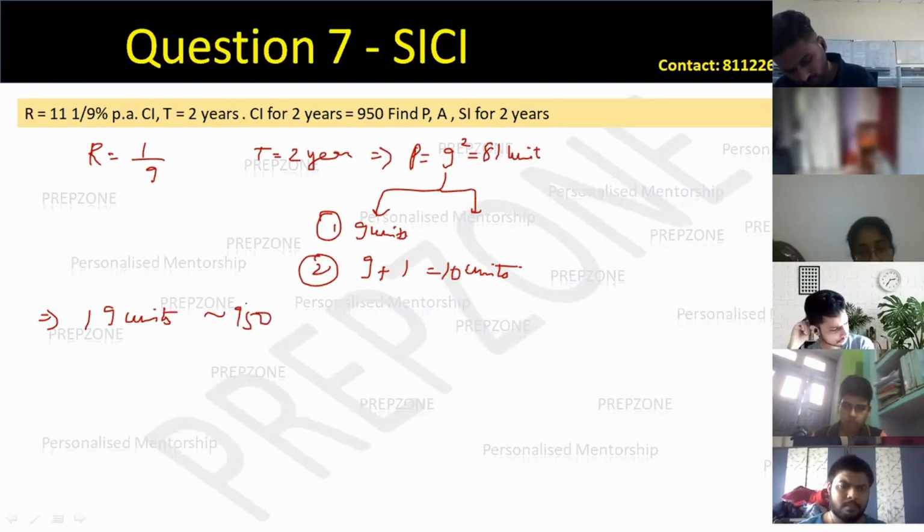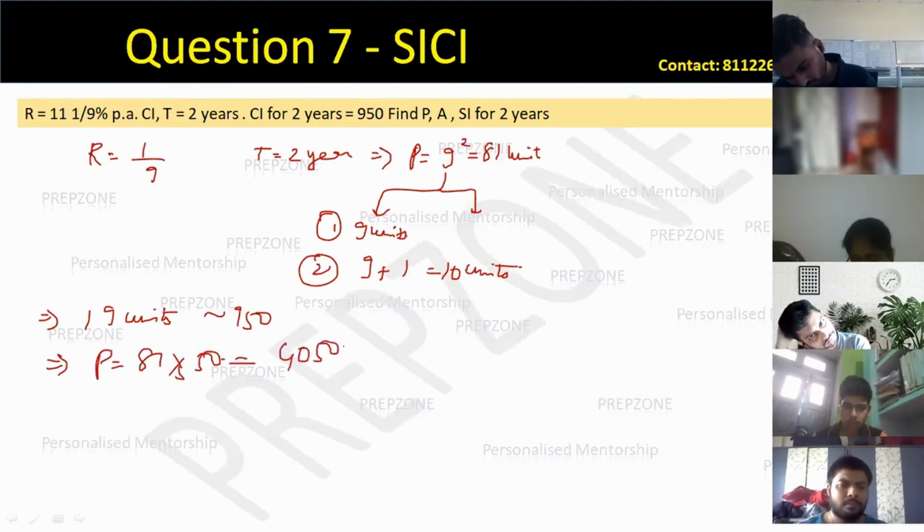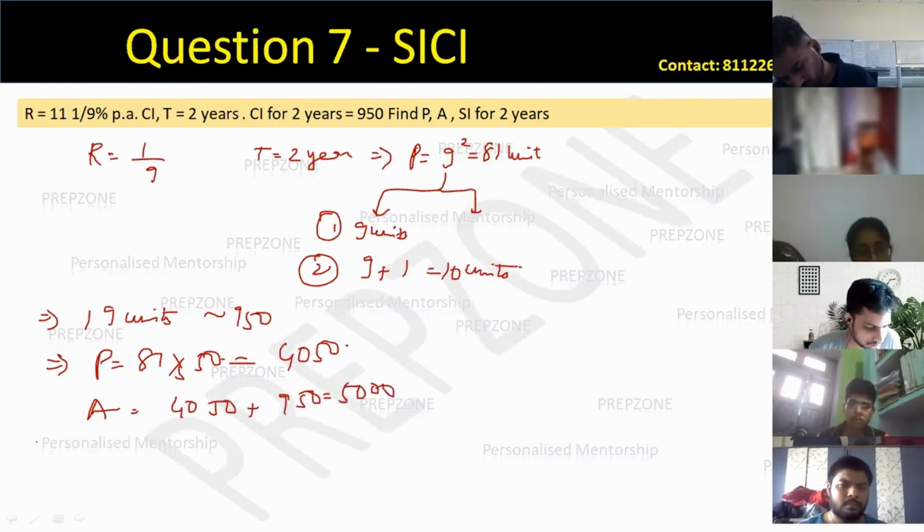Okay. Then you can get 81 into 50. So your principal will be 4050. Okay. Good. And amount is 4050 plus compound interest given 950. So 5000. Very good. And simple interest again 9 into 50. So 450 into 2, 900.